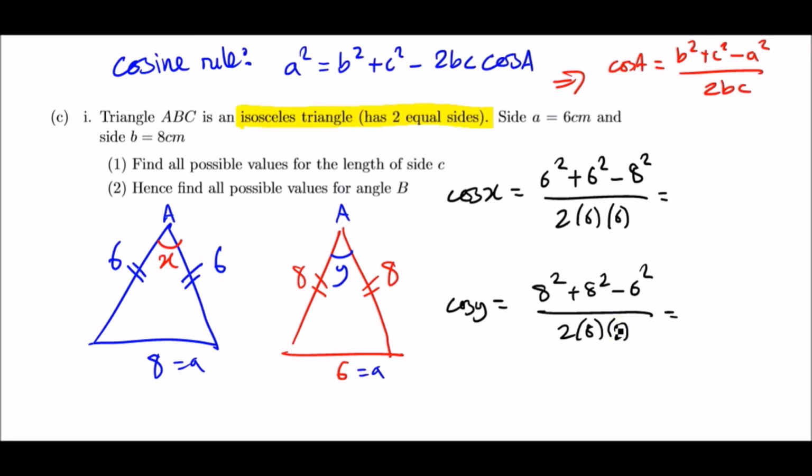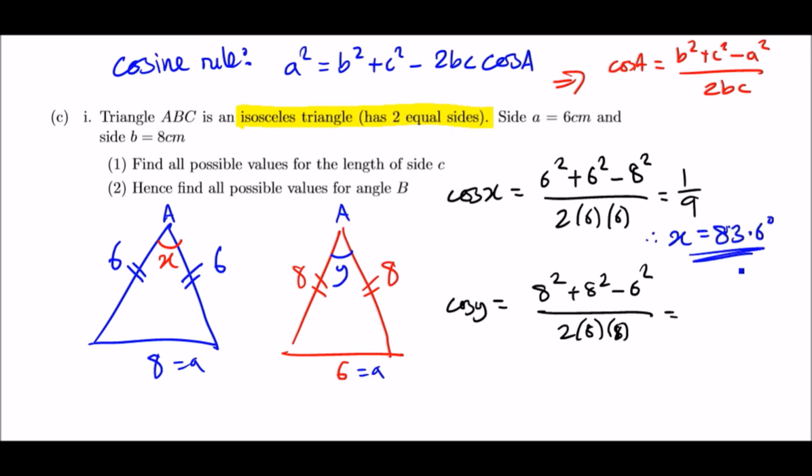So take your time, guys. 6 squared plus 6 squared minus 8 squared over 2 times 6 times 6. The first one I got 1 over 9. So cos X is 1 over 9. This means that to find the angle, remember you need to find the inverse. Now I'm going to keep the answers in degrees so it doesn't look confusing in radians. In degrees, the cos inverse of this gives me 83.6 degrees. You guys could have got something similar, but let's see if you got that.